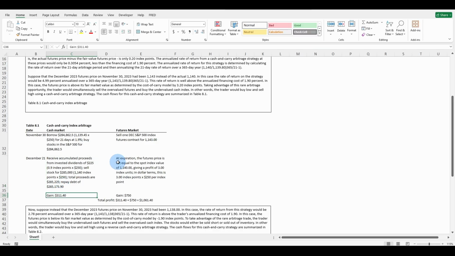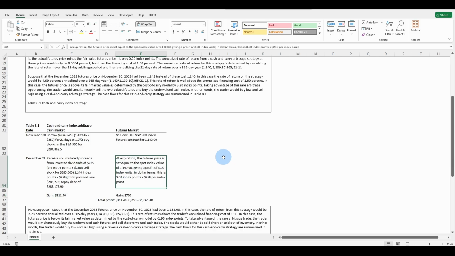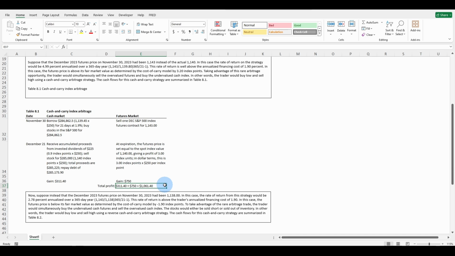At expiration, the future price is set equal to the spot index value of 1140, giving a profit of 3 index units. In dollar terms, this is 3 index points times $250 per index point. That slight movement from 1139 or 1140 will generate a $1,061 profit. That's per contract. That would be something, huh?